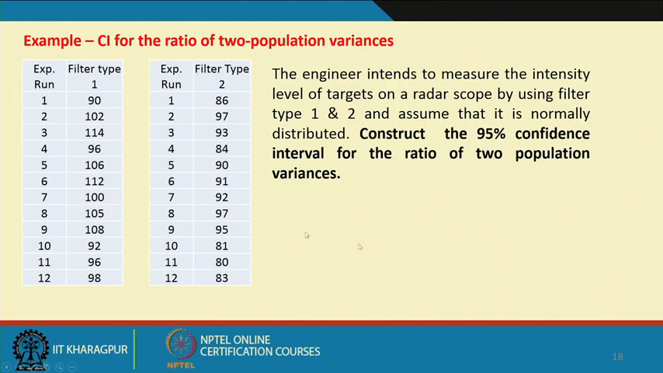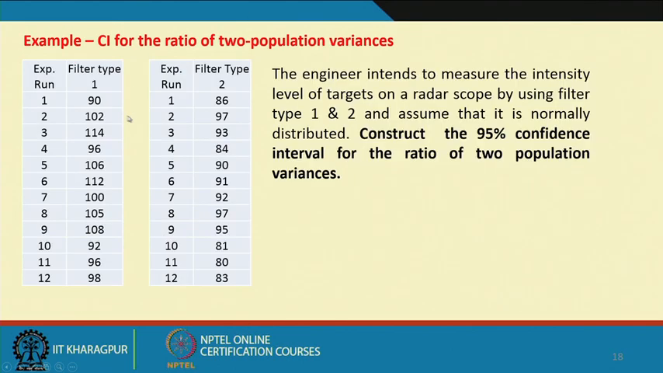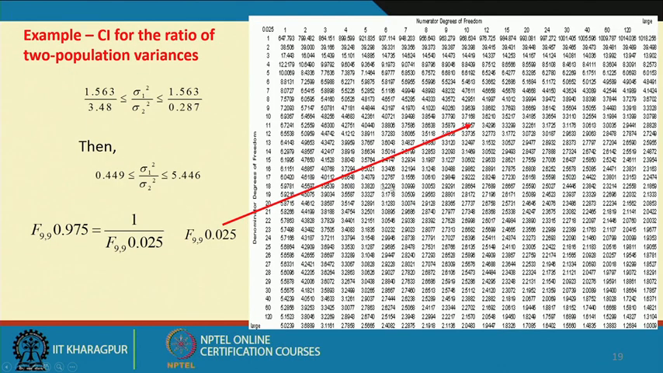Okay. Now see the same example, filter type 1 and filter type 2. You want to construct the interval for the ratio of the variances. What is the formula here? The formula is S1 square by S2 square. So S1 square by S2 square is 1.563. Then what will be the F value?